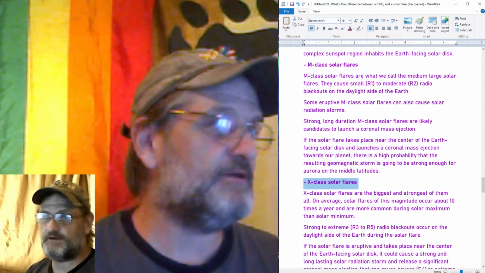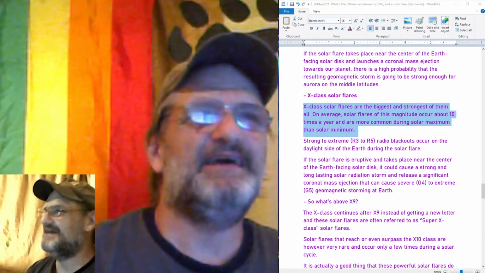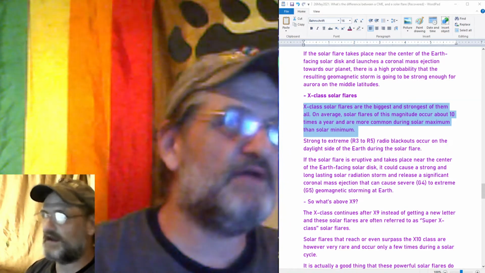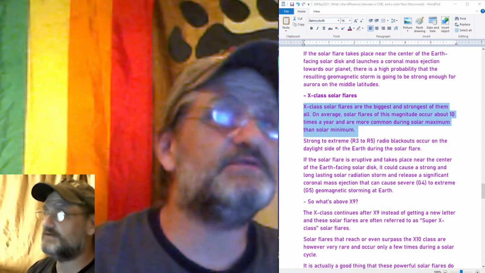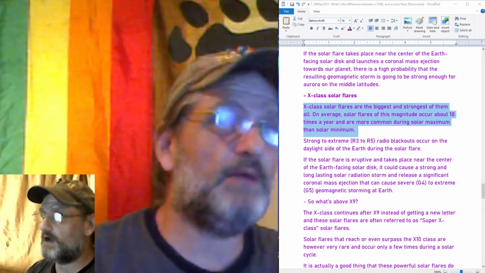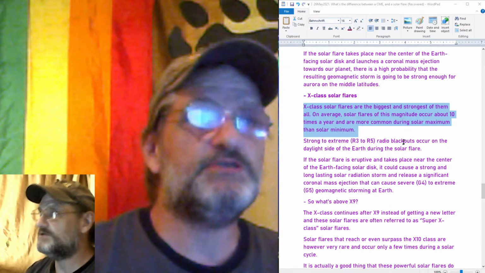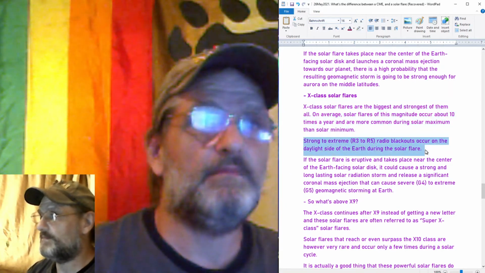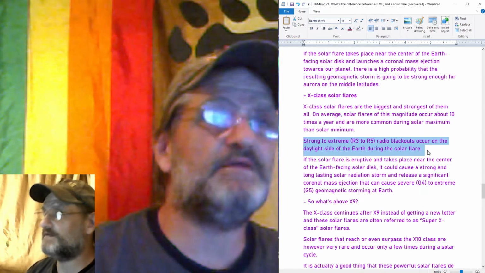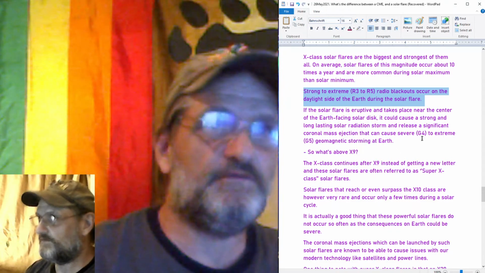X-class solar flares. X-class solar flares are the biggest and strongest of them all. On average, solar flares of this magnitude occur about 10 times a year and are more common during solar maximum than solar minimum. Strong to extreme, R3 to R5, radio blackouts occur on the daylight side of the Earth during the solar flare.